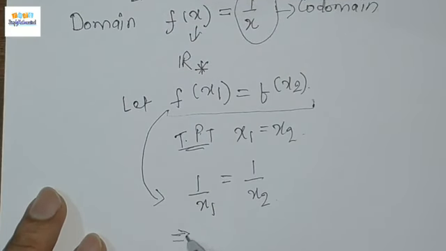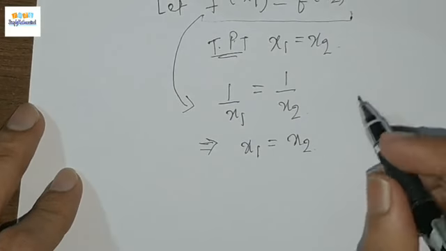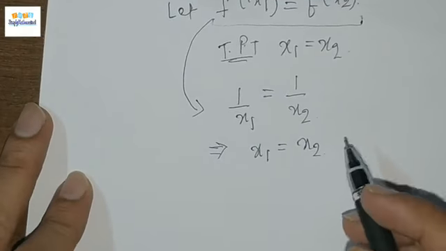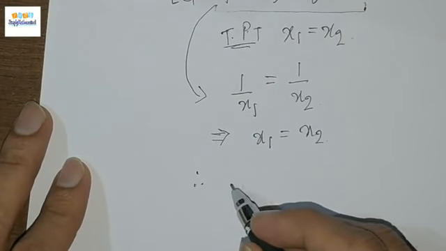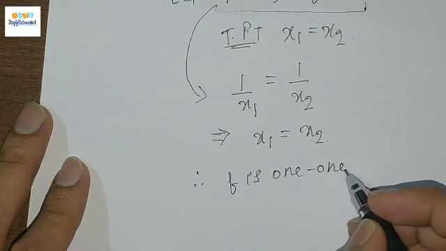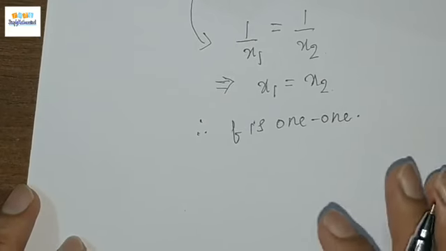Now if you take the reciprocal of this, it will be x1. Since this is an equation, you have to also take the reciprocal of the right hand side, so you will get x2. So what you are getting, f(x1) is equal to f(x2) implies x1 is equal to x2, therefore f is 1-1. This we have proved, f is 1-1.